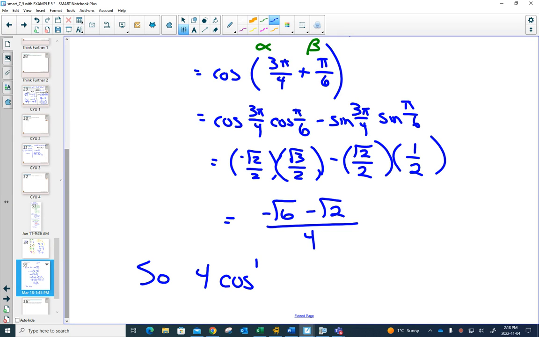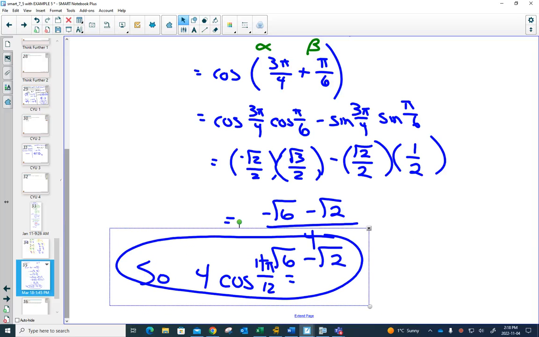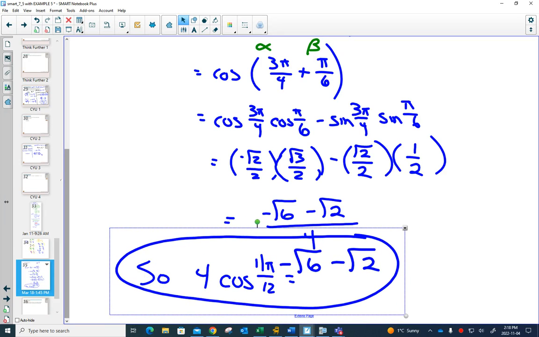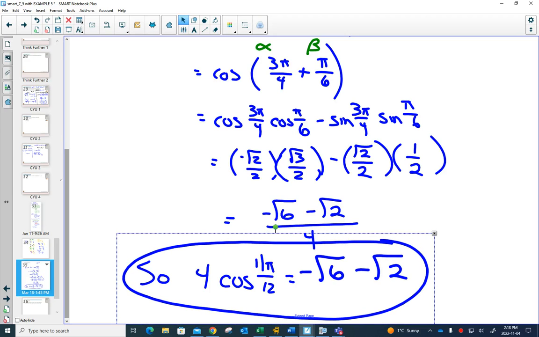So then what would 4 cos of 11 pi over 12 be? If this is what cos of 11 pi over 12 is, and you multiplied it by 4, and you can circle question number 7.